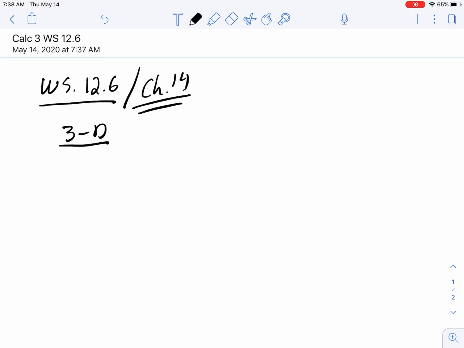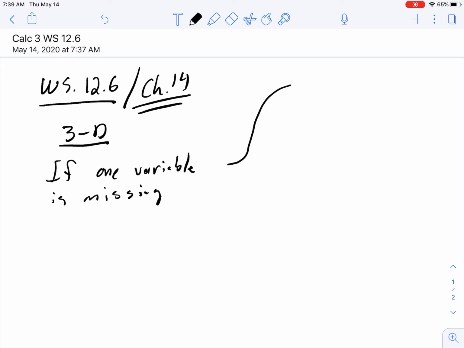So let's go through some rules here in terms of what kind of graph would happen. So first thing in three-dimensional, if one variable is missing, basically what you're going to get is like a sheet. So think of a paper, kind of bend it, twist it, things like this. If you took a sheet of paper and bent it a certain way, you would get something like this. This would be your function if you had one.